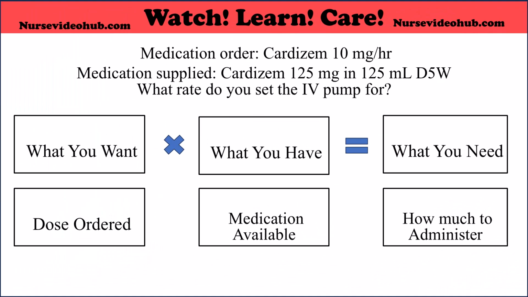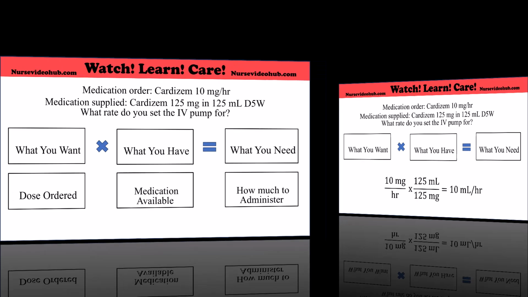Let's complete another calculation. Cardizem, a medication often used to control heart rate. The order reads cardizem 10 milligrams per hour. The medication supplied is cardizem 125 milligrams in 125 milliliters of D5W. What should you set the IV pump at?